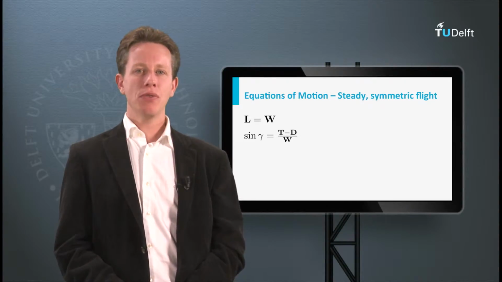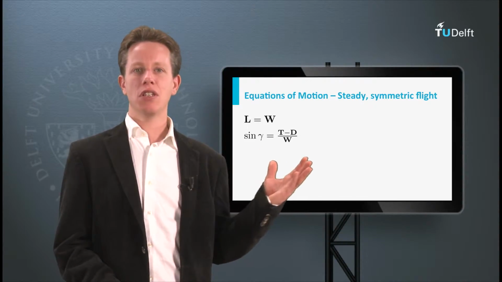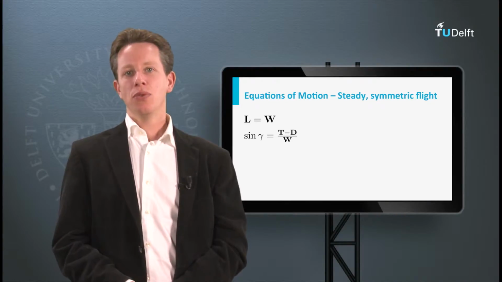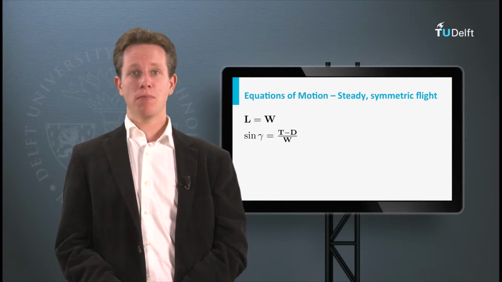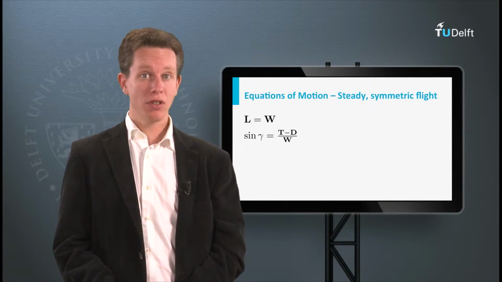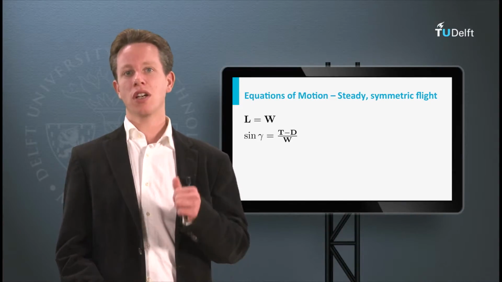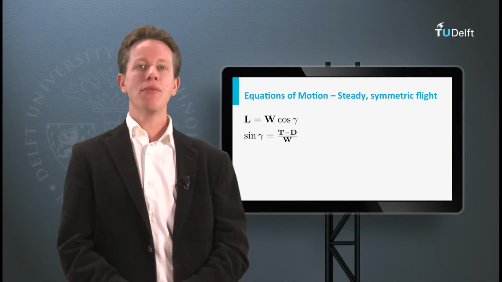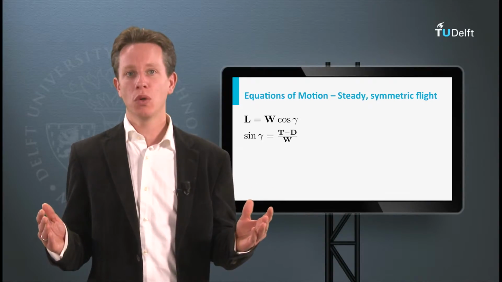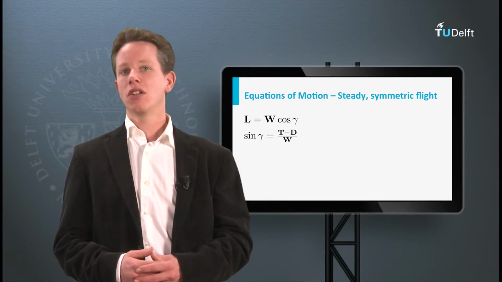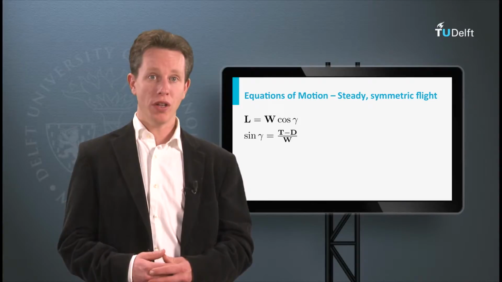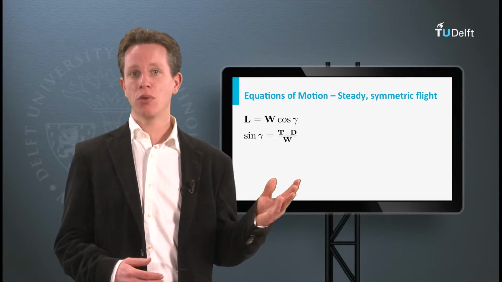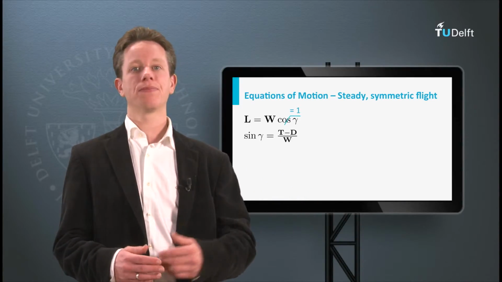Now, it may be confusing in these equations to see lift is equal to weight here. The full equation for steady symmetric flight perpendicular to the airspeed vector actually has a cosine gamma term as well. However, since the angles are always quite small, less than 20 degrees, the cosine term in fact approaches 1. And thus we remove it from the equation to make our life a bit easier.